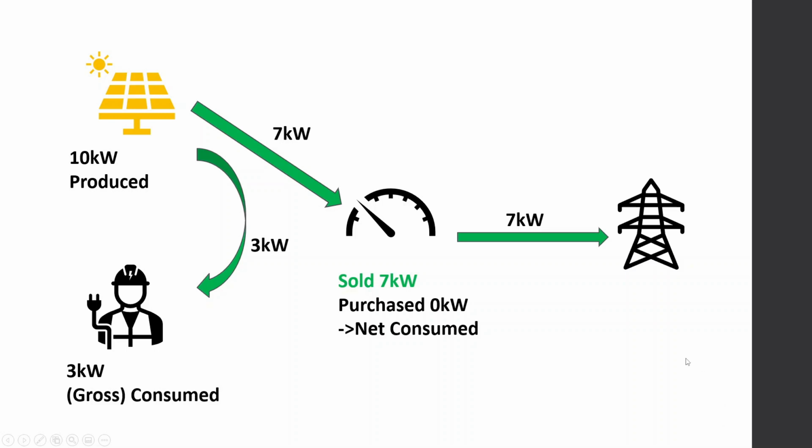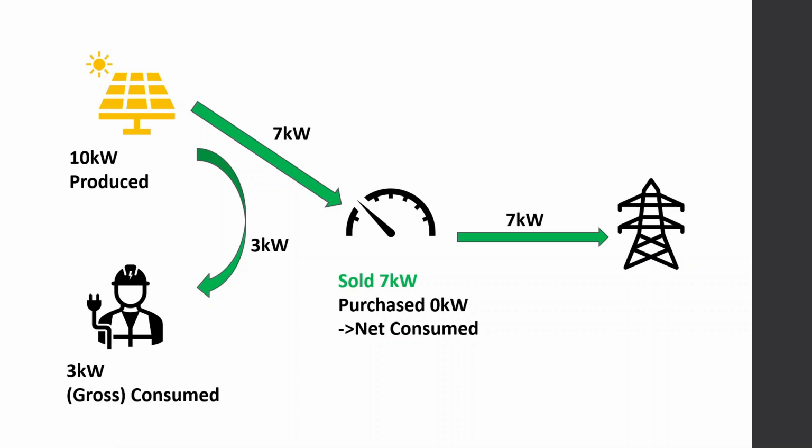I have considered two scenarios here. The first one here is an example of when I'm producing 10 kilowatts. I'm consuming directly 3 of them, and I'm sending 7 kilowatts to the grid. The energy meter in the middle here has 2 meter values, sold and purchased. And so in this case, I'm selling 7 of them.